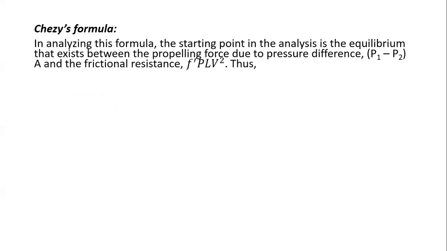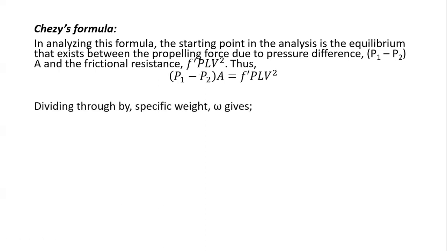Chase's formula is another one, where we have a pressure difference between P1 and P2 over the area. The frictional resistance is f'PLV², which you can now write as (P1 − P2)A equals f'PLV². The difference in pressure times A gives you the force, and f' times this product equally gives you the force. Once you equate them like that, you can divide through by the specific weight. What you have now is an expression where the specific weight appears on both sides.